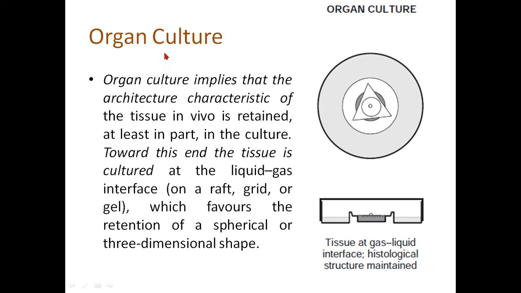Organ culture, as the name suggests, implies that the architectural characteristic of the tissue in vivo is retained, at least in part, in the culture. In organ culture we use a complete organ for tissue culturing, and towards this end the tissue is cultured at the liquid gas interface, which favors the retention of the spherical or three-dimensional shape. As you can see in this figure, this is our organ, this is the liquid, and this is the gas. Our organ is placed at the liquid gas interface, and because of this the three-dimensional shape of the organ is maintained.